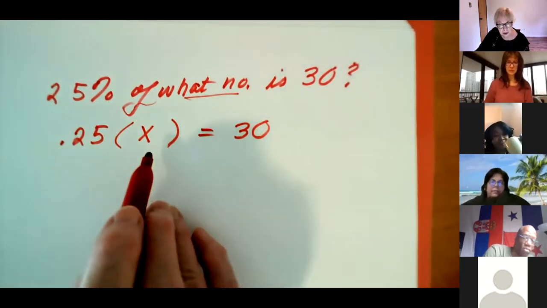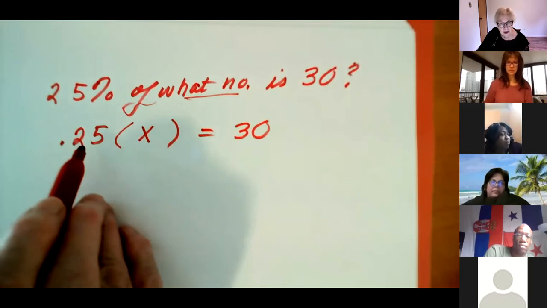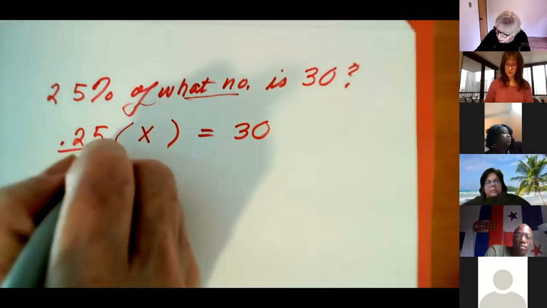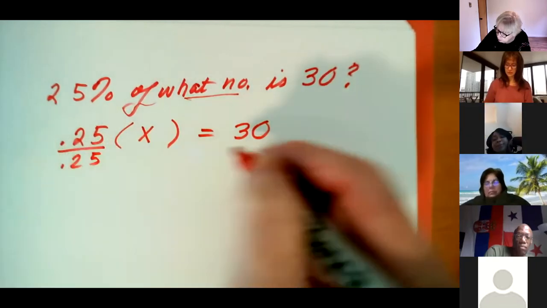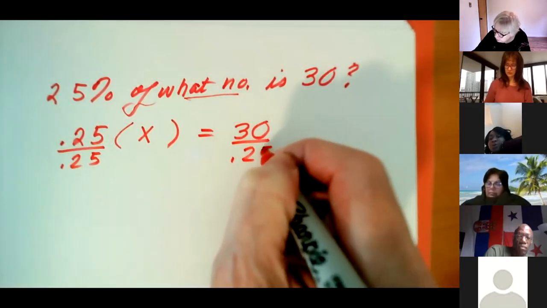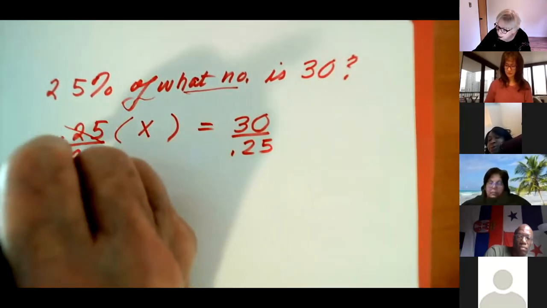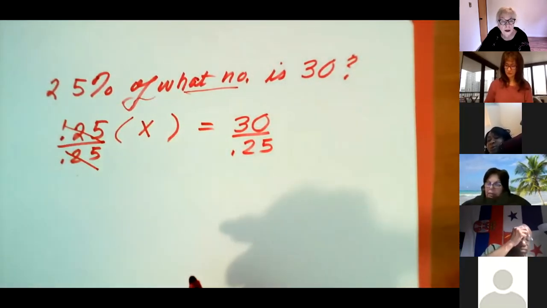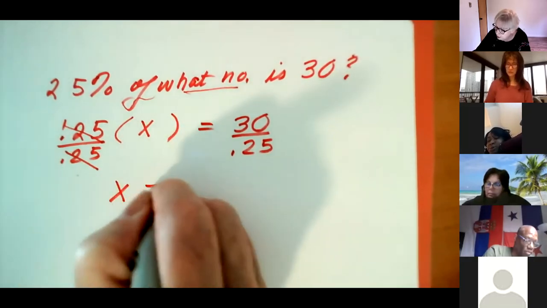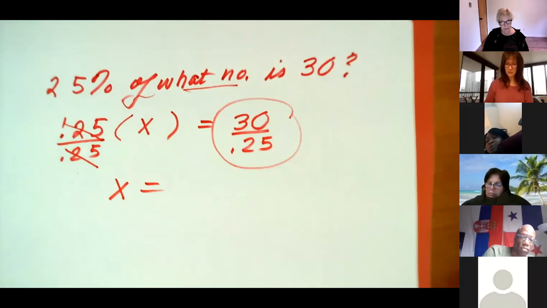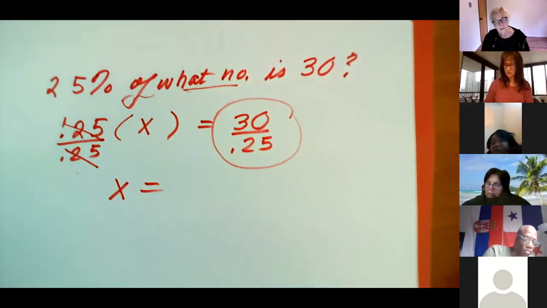When you want X, you want to get rid of this. You're multiplied by 0.25. So what you need to do is divide by 0.25 on both sides. And so 25 divided by 25 is 1. 1x is x. And if you can just sort this out, you'll have your answer. Now you're dividing by 0.25.